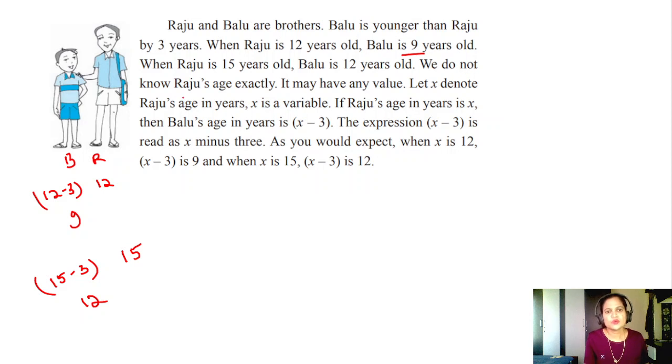We do not know Raju's age exactly. It may have any value. Let x denote Raju's age in years. x is a variable. If Raju's age is x years, then Balu's age is x minus 3. That is the formula. The expression x minus 3 is read as x minus 3. As you would expect, when x is 12, x minus 3 is 9. When x is 15, x minus 3 is 12.